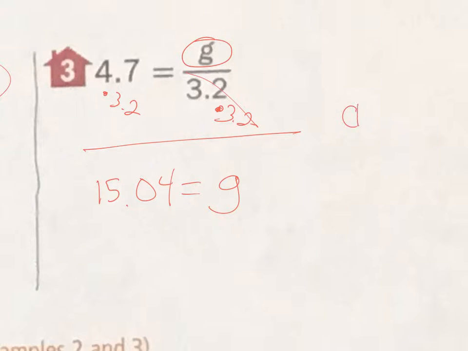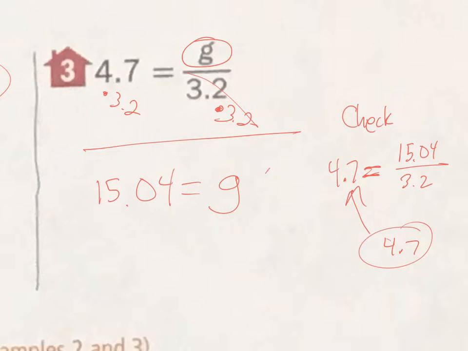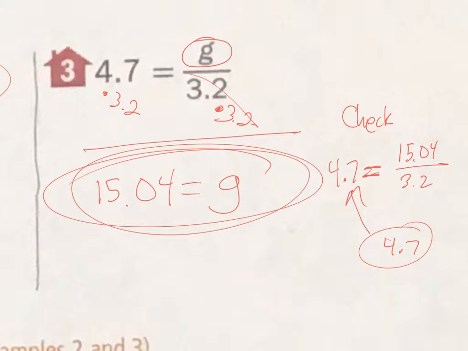Now I'm going to check. The way I check is I do 4.7 equals g, I think, g I believe is 15.04 over 3.2. Now on my calculator I'm going to go 15.04 divided by 3.2, and it gets me 4.7, which is what that is. So my answer is 15.04. Okay.